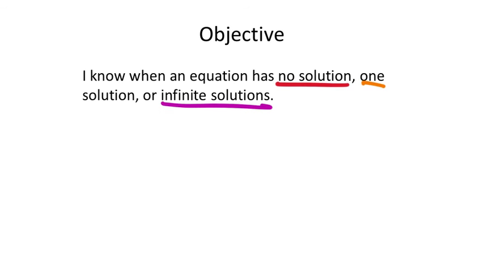So what about one solution? It just means that there's not a matching number of x's on both sides. Automatic, if you see that, then you would know that there's one solution. You would actually need to solve that on the homework.